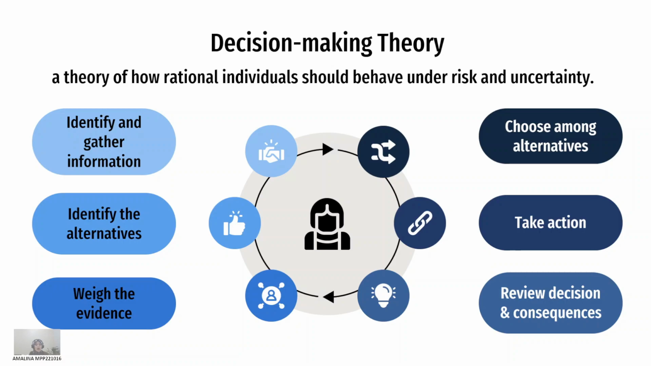First step is identify the problem. Second is identify the alternatives. Number three is weigh the decision and the evidence. Number four is generate alternatives. Number five is take action. And last is review decision and consequences.